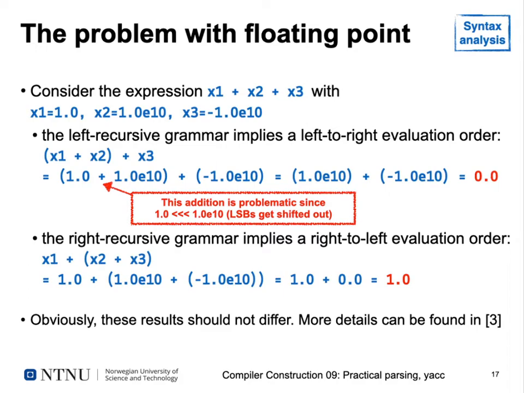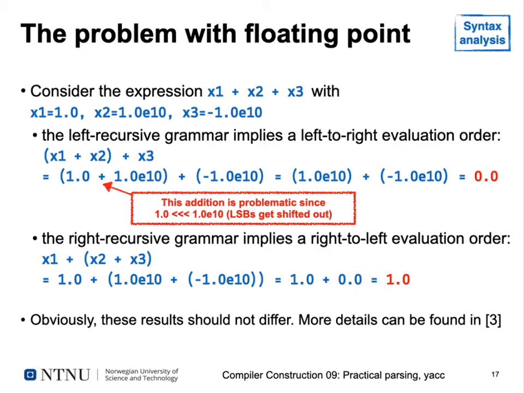In this case, if you had a right recursive grammar, this would imply a right to left evaluation order. So you'd start with the right hand side first, x2 plus x3, which resolves correctly to 0. And then you have enough bits left to store your 1.0, because you don't have to store any values with a large exponent here, which gives you the correct value of 1.